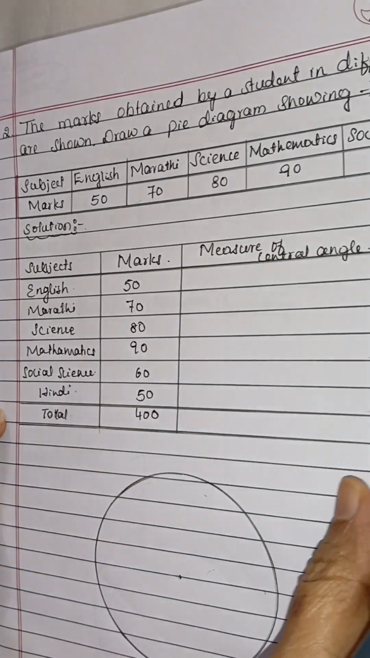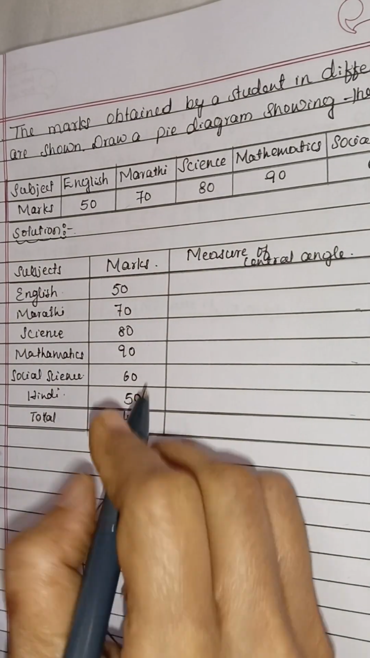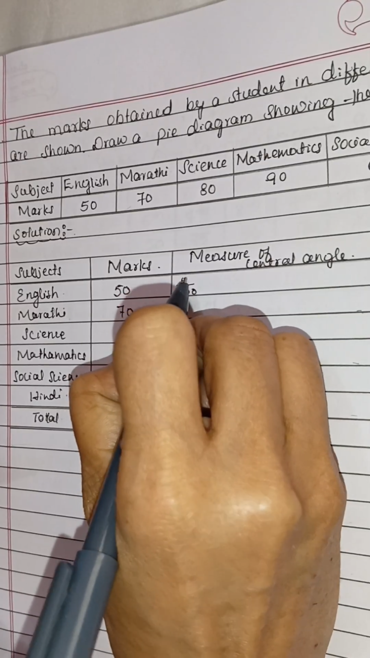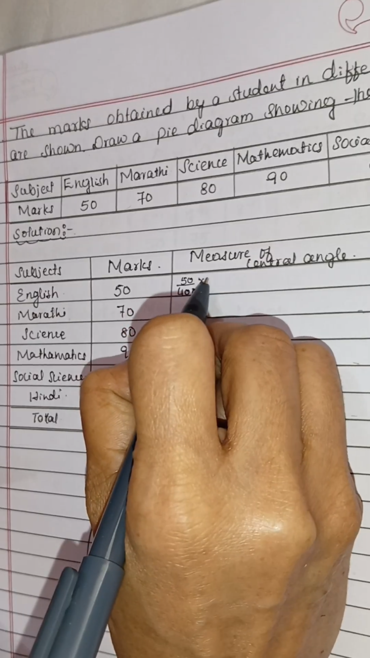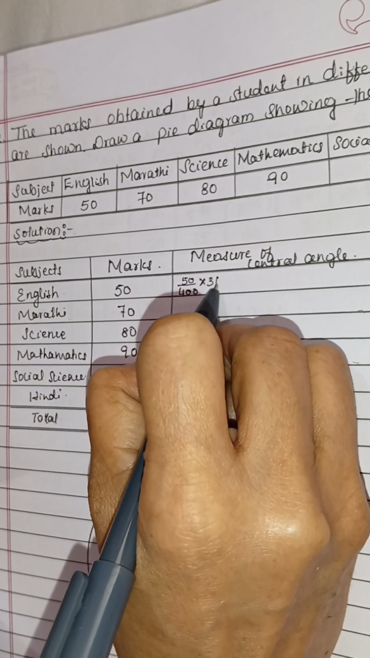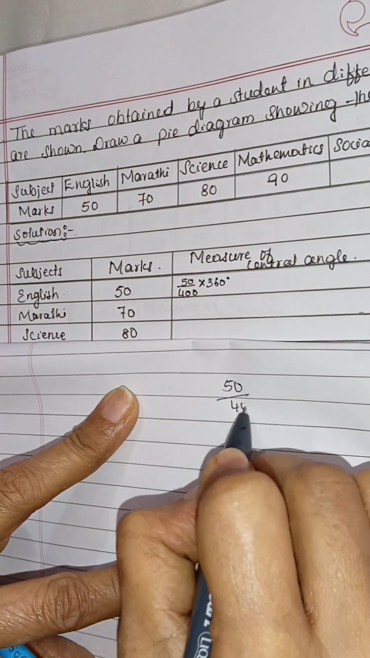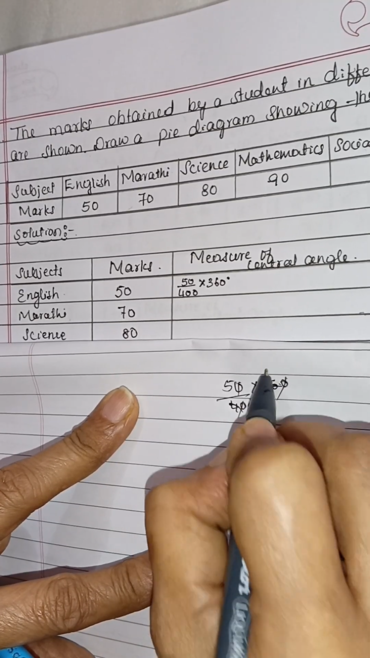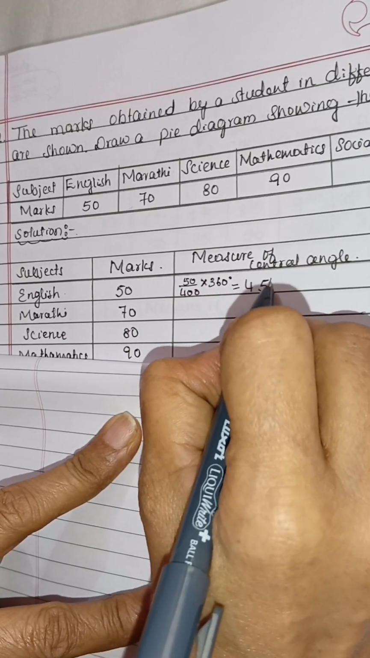Total is 400. Now we have to find out the measure of the central angle. How to find out the measure of a central angle? Out of 400, see the first one: 50 out of 400. For the central angle, we multiply by 360. For 50 out of 400, 360, this 0 gone. 4 ones are 4, 4 nines are 36. This is 45 degree.